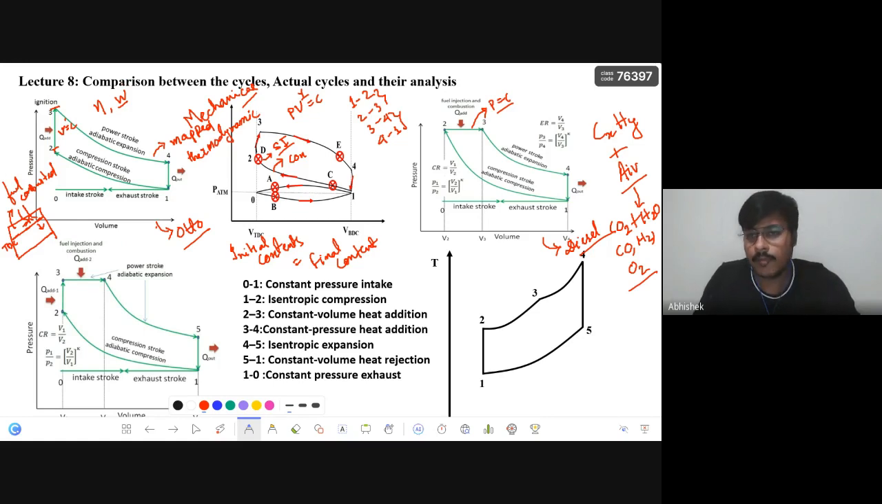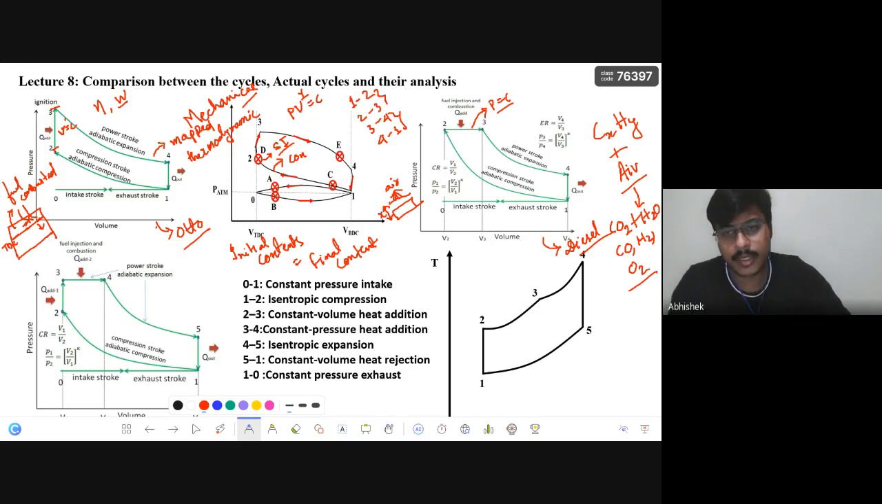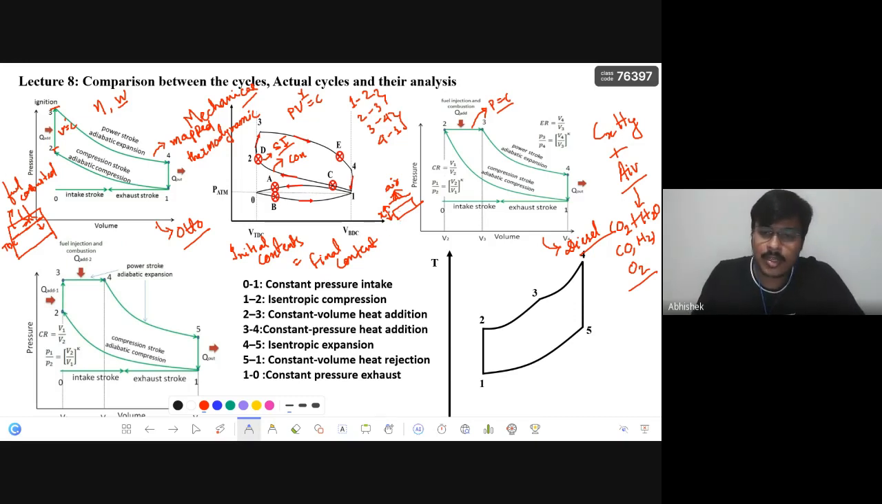But in the diesel cycle, we assume that the fuel is sprayed after compression. It will take some time for the fuel to mix with the air and get combusted. During this process, the piston has moved a certain distance from the top dead center toward the bottom dead center, and that is why the volume has increased. And we assume that heat has been added so that the pressure can be kept constant.